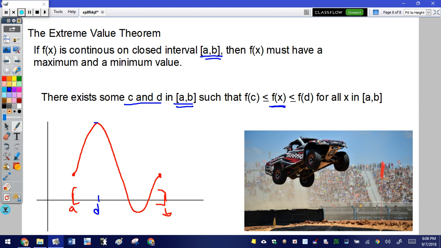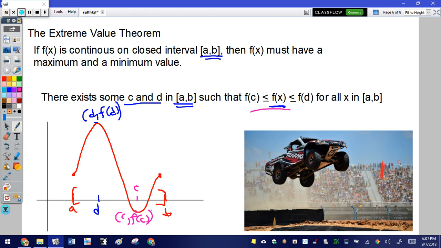There exists some D in the interval A to B such that the output at that point, this point would be D comma f of D. The values there are bigger than or equal to everything else. Everything's below it, right? And conversely, you have a minimum value here at point C, and the coordinates there would be C comma f of C. And everything is greater than it for the entire function over the interval. There must be a max, there must be a min. Again, a simple idea, but an important one to state. It's a property of continuous functions.